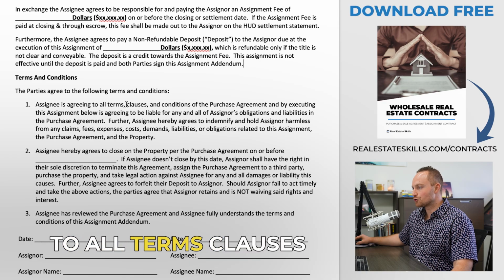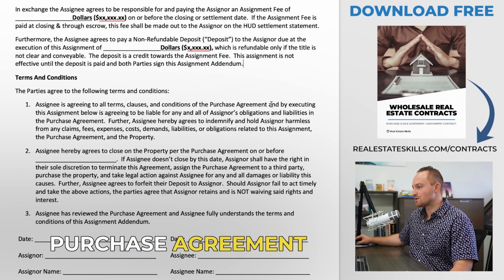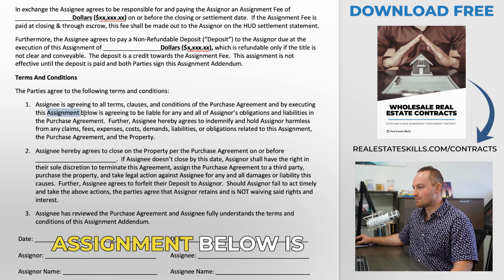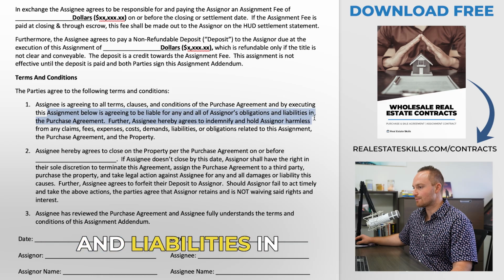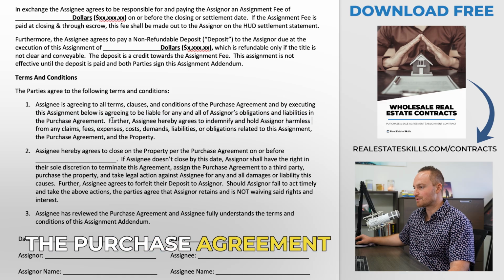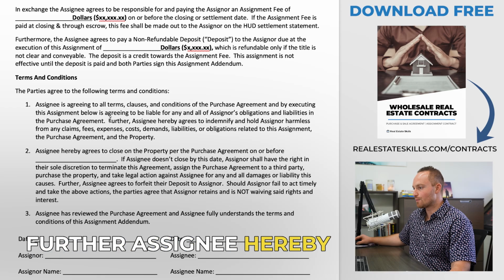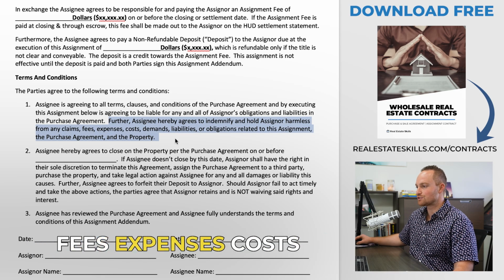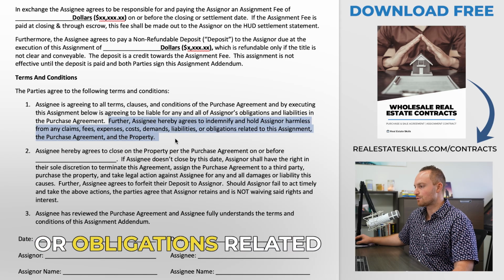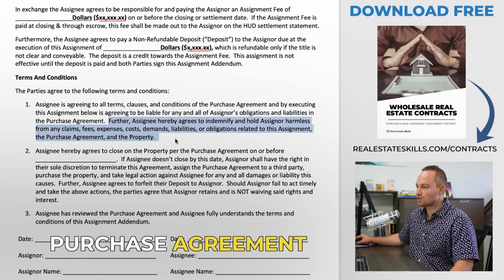Assignee is agreeing to all terms, clauses, and conditions of the purchase agreement, and by executing this assignment below is agreeing to be liable for any and all of the assignor's obligations and liabilities in the purchase agreement. Further, assignee hereby agrees to indemnify and hold assignor harmless from any claims, fees, expenses, costs, demands, liabilities, or obligations related to this agreement, the purchase agreement, and the property.